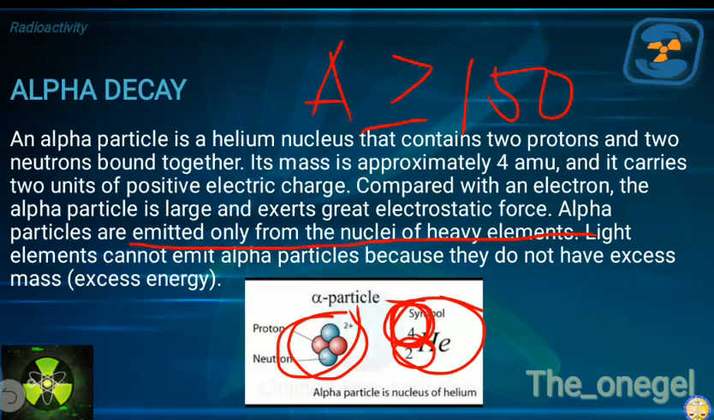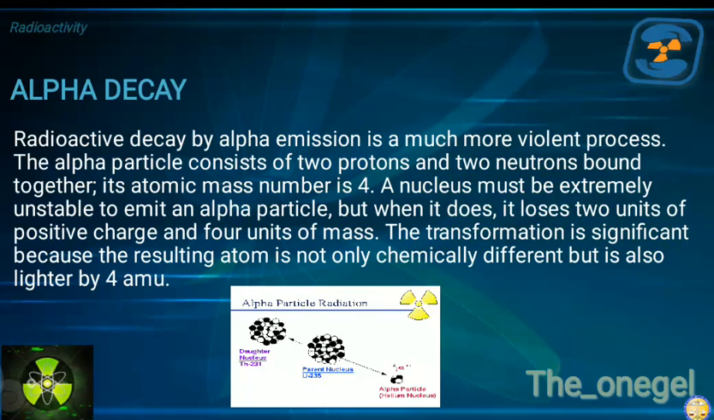So, ano naman yung process ng alpha decay? Radioactive decay by alpha emission is a much more violent process. Tindi to. The alpha particle consists of 2 protons and 2 neutrons bound together. Its atomic mass number is 4. A nucleus must be extremely unstable to emit an alpha particle. But when it does, it loses 2 units of positive electric charge and 4 units of mass. The transformation is significant because the resulting atom is not only chemically different but is lighter by 4 AMU.